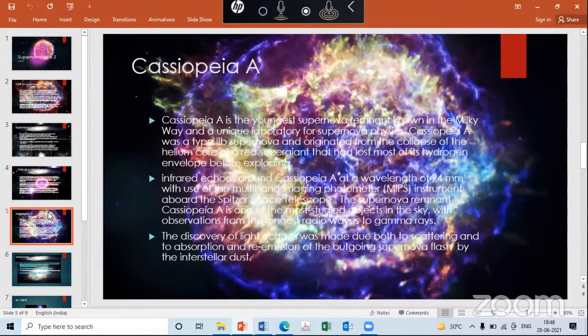These infrared echoes around Cassiopeia A are observed at a wavelength of 24 millimeters with the help of MIPS aboard the Spitzer Space Telescope.